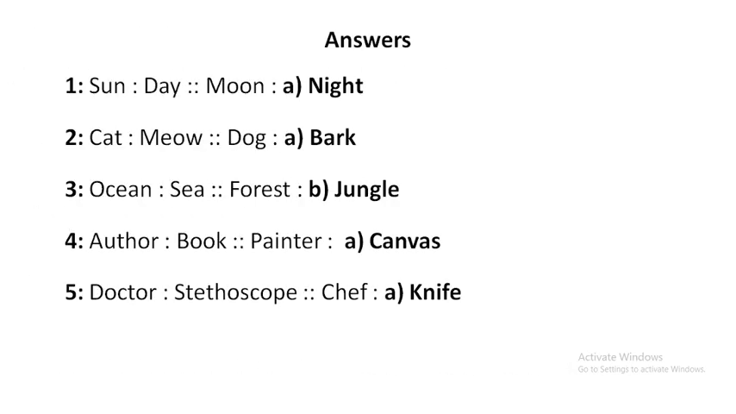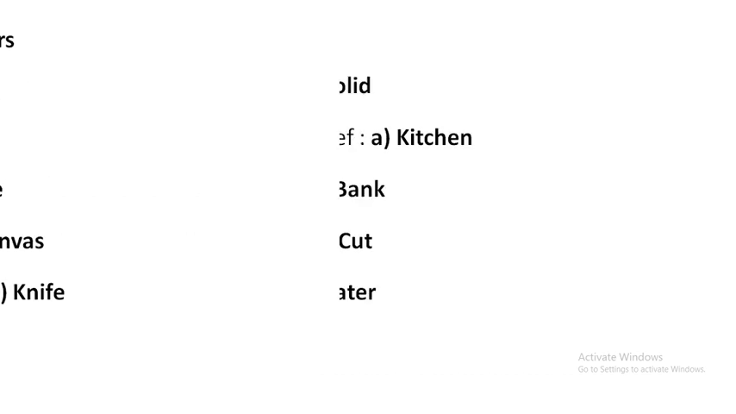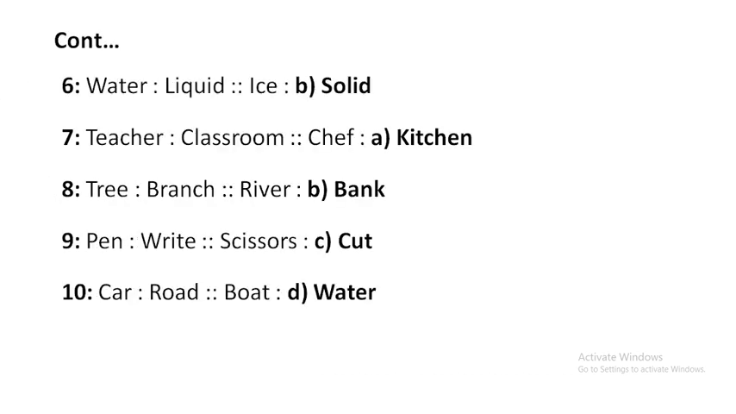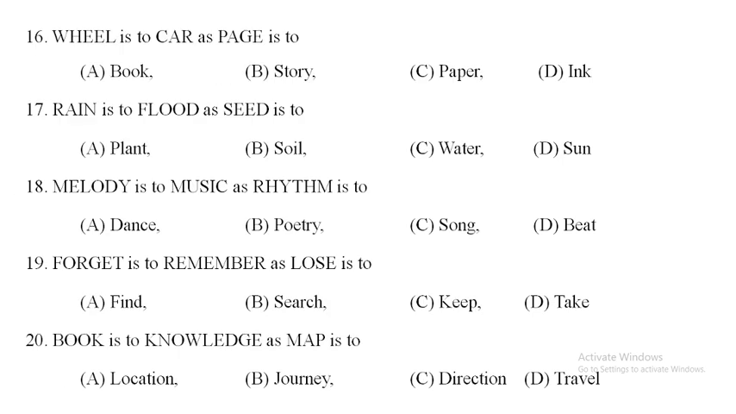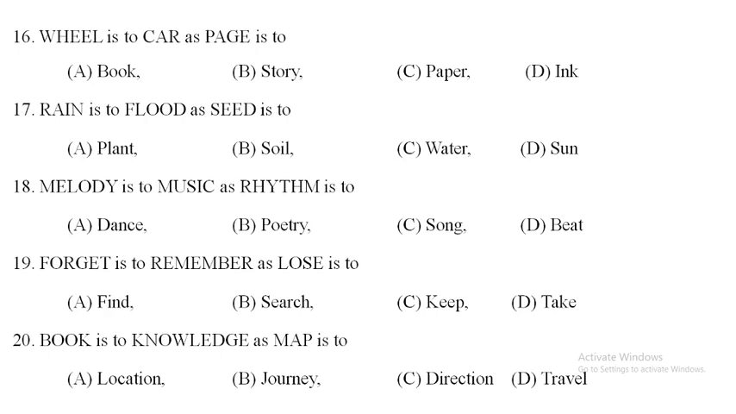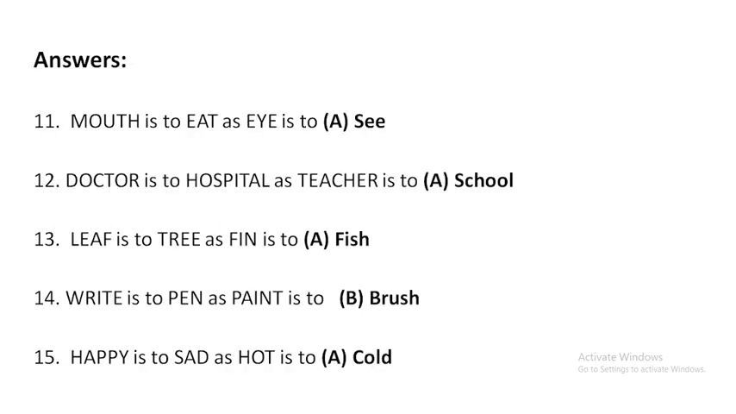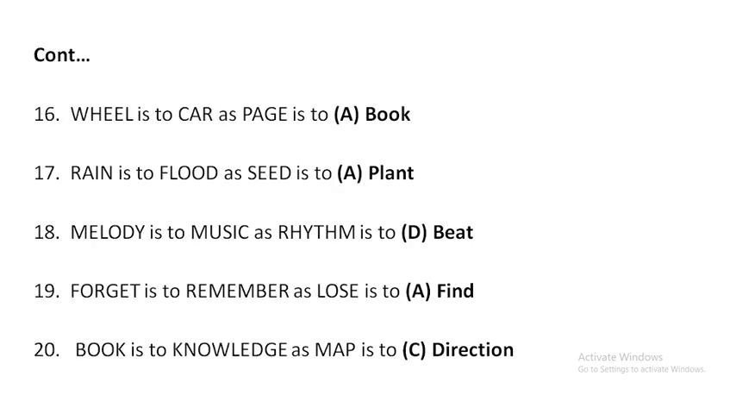So these are the answers for the first five questions. This is the answer for the next five questions. Now look at the next level of the questions. Mouth is to eat, eye is to. Okay, like that you have to read all the questions and write answers in your notebook and do self-analysis. So 16 to 20. You find the 20 questions in this type and then you can find the answers. Just pause and check your answers for 16 to 20.